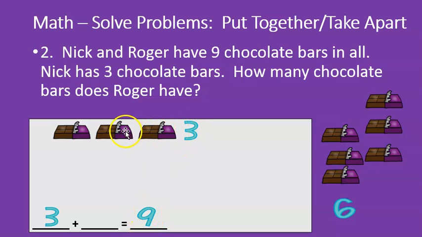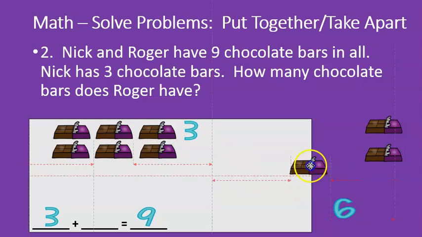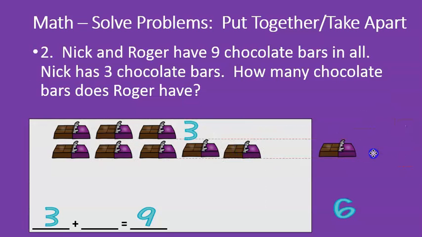We only have 3 here. We need altogether 9 chocolate bars to get this answer correct. So watch Mr. Begay. We have 3 up here. More chocolate bars need to come at the bottom to get to 9. So watch me. 1, 2, 3, 4, 5, 6, 7, 8, 9. Now look at that, boys and girls.